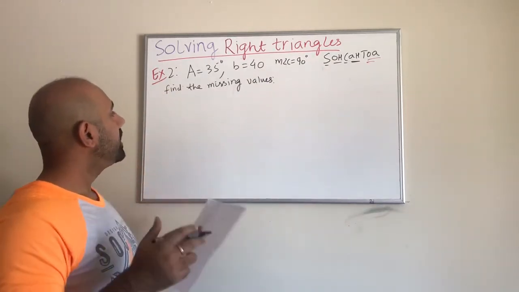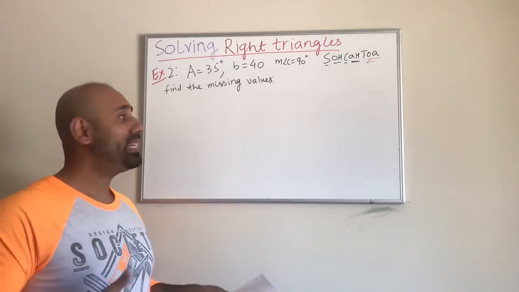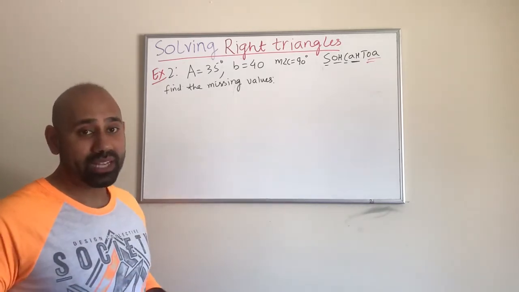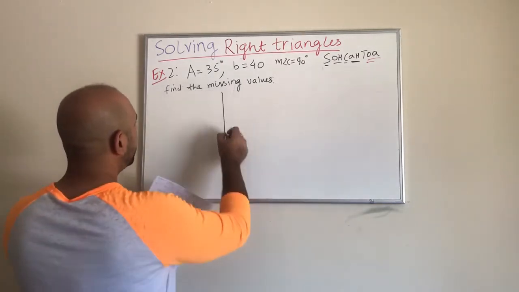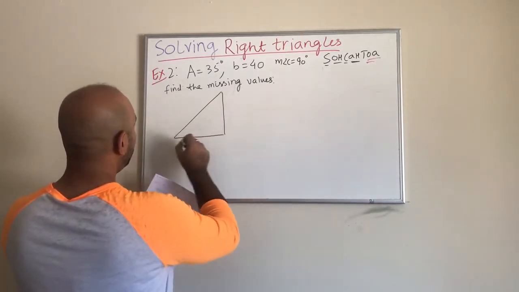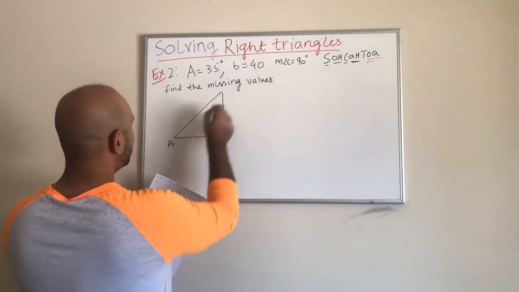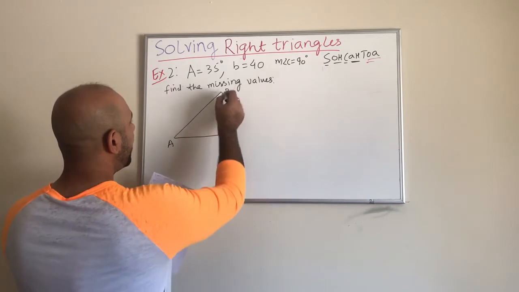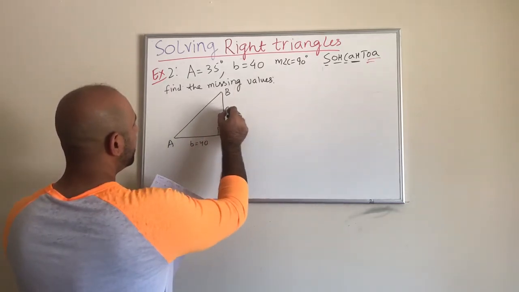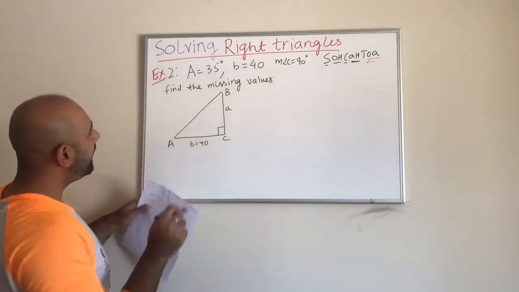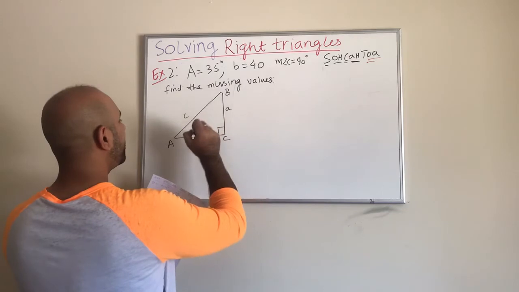So the first thing I'm going to do, before I start finding the missing sides or missing angles, is actually draw this triangle, triangle ABC, right angled at C. So this is C, and let me call this A and this B. Side b is known, 40. I don't know the length of this, which is lowercase a, and this is my hypotenuse, lowercase c. I don't know the value for that.